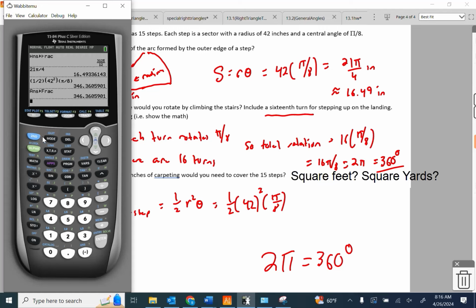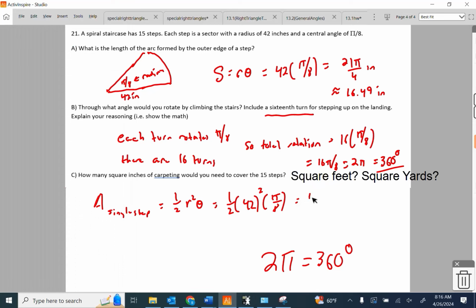Oh, I put pi over. Idiot. Till I'm tired. There we go. So if I like exact form, I'm 441 over 4 pi square inches.